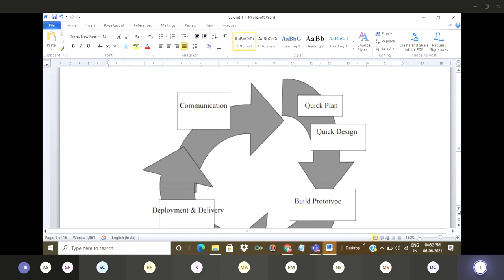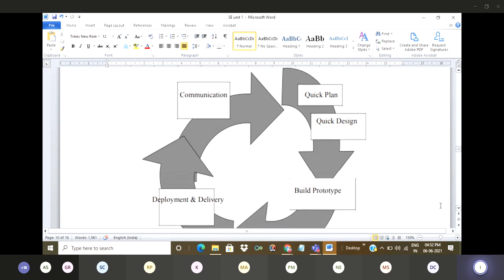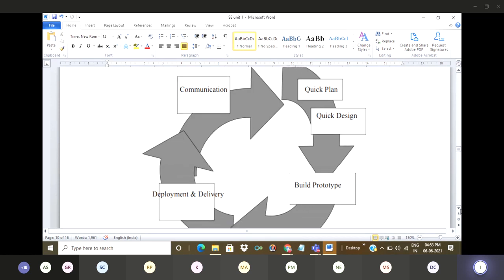So these are the steps. First, we have to communicate, quick plan, and quick design, build the prototype. After building the prototype, we can deliver the project to the customer. Then we can communicate again, and the process goes on. First we communicate, then plan, design, build a prototype, and deliver the project to the customer. This is the life cycle of the prototype model.